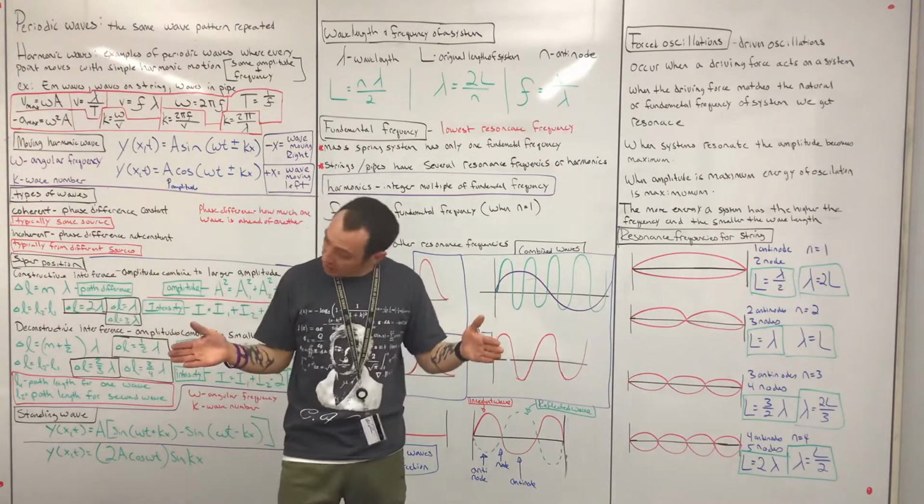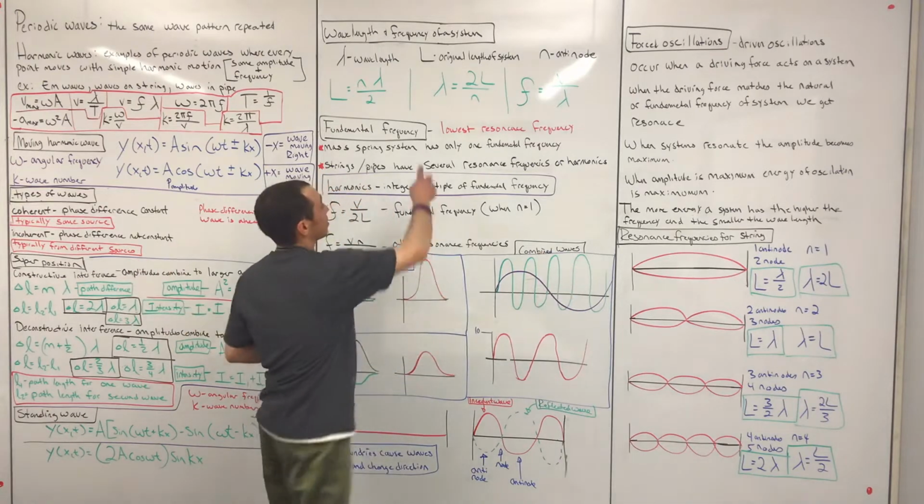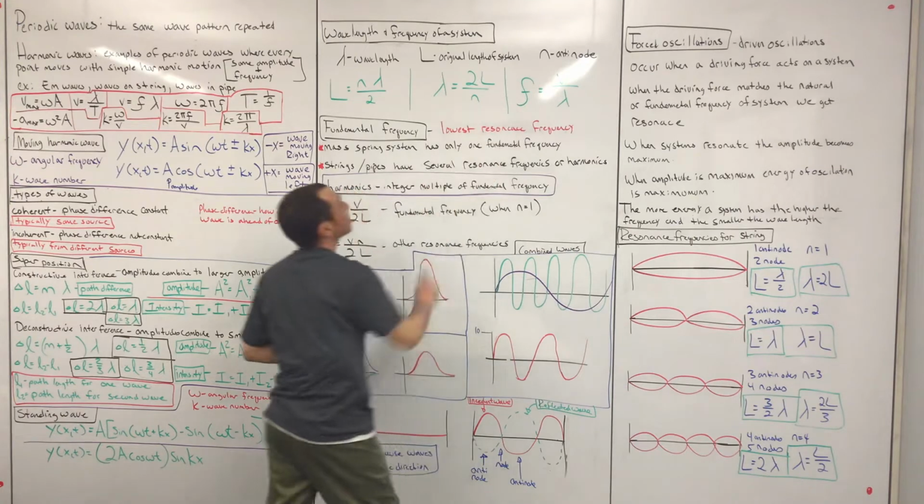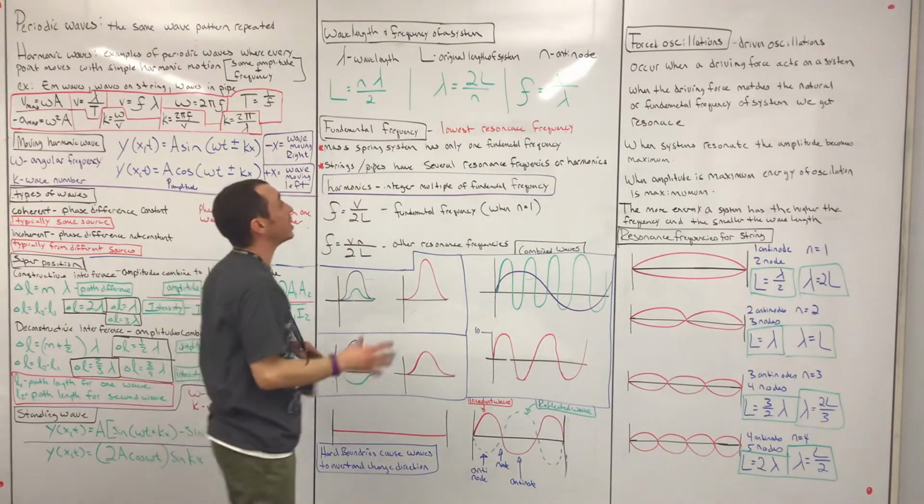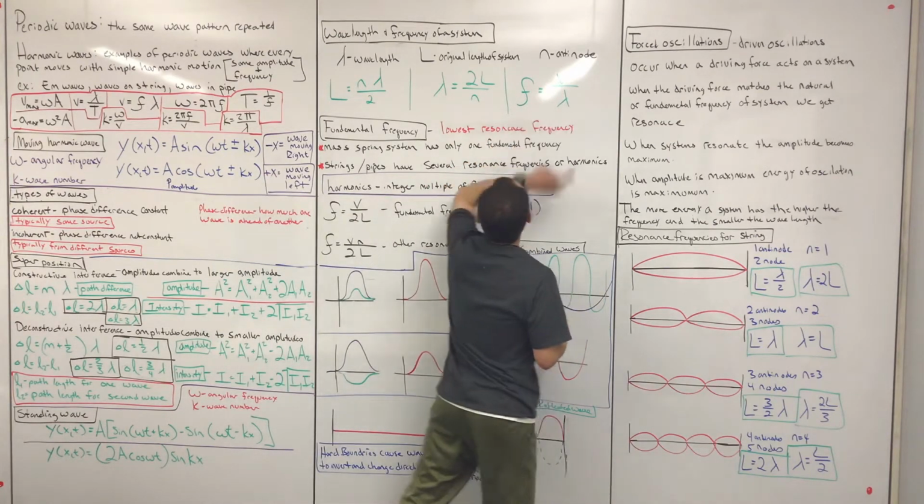The wavelengths that are going to set up on a bridge are based off how long that bridge is. That's what this is saying. So wavelengths are directly related to the length of the system, or the original length of the system. And we know that the frequency is related to the wavelength, right? And so that's what this is saying.